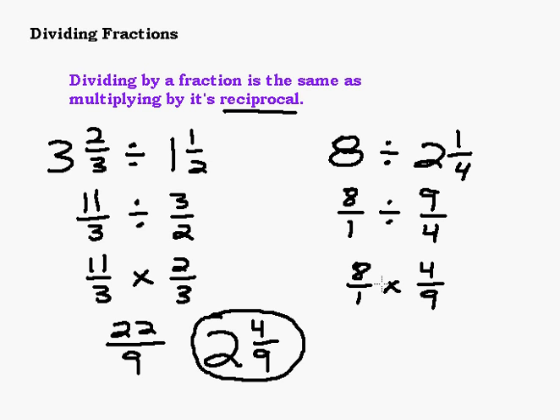Alright, let's finish this thing. Let's see. 8 times 4 is 32. My little speech is over. Divided by 1 times 9 is 9. We have another improper fraction. So we're going to divide. 9 goes into 32. 32 divided by 9. Let's see. 9 times 3 is 27. 9 times 4 is 36. That's too much. So 9 times 3 is 27. 32 take away 27 is 5. So it'll be 5 left over. So 3 and 5/9.